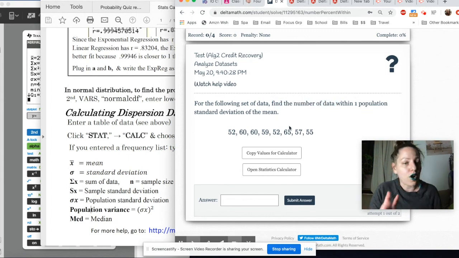That's it for this week. It's all about the vocab, all about learning what these different symbols mean, okay?